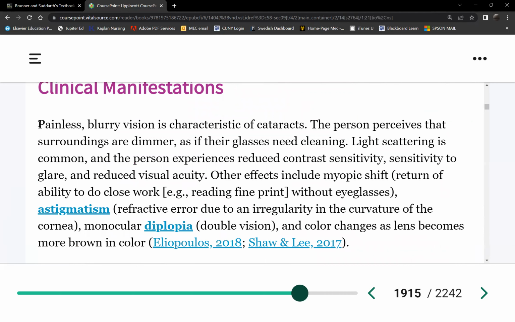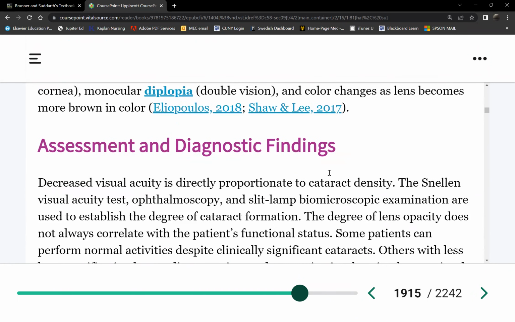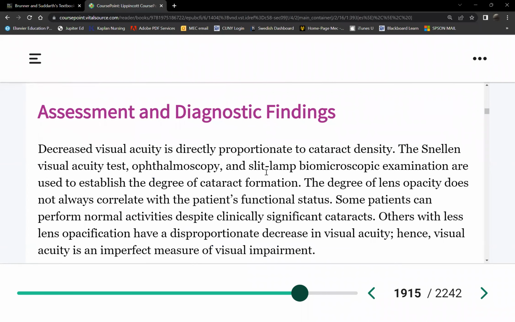Manifestations. Painless blurry vision. Was there pain in glaucoma? Yes. Here there is absolutely no pain. So please read the other manifestations. There can be double vision here, as well as color changes. I mean, imagine, let's say it's your car windshield. If it's opaque, can you see where you're going?